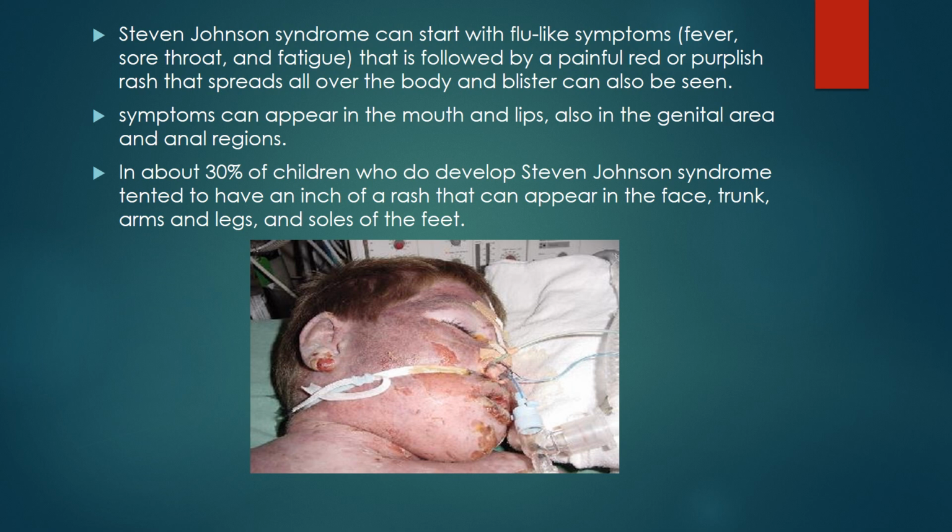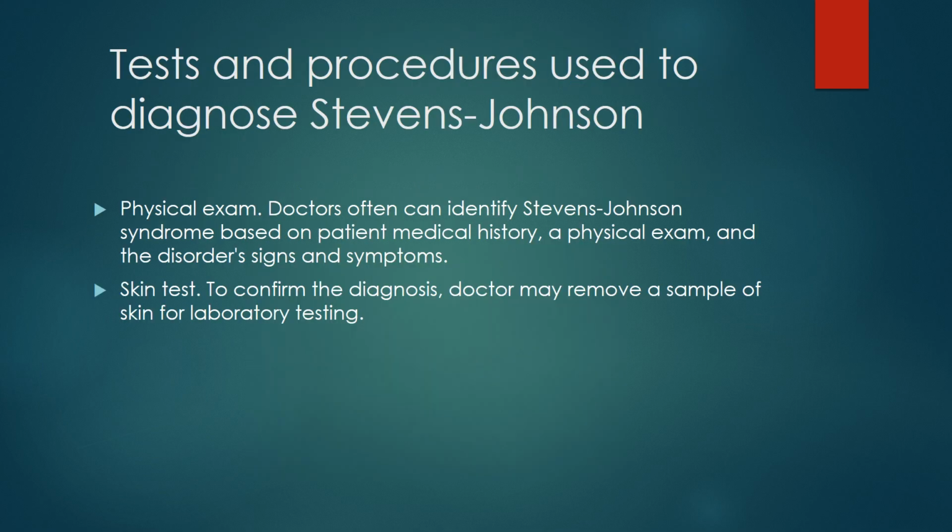In about 30% of children who do develop Stevens-Johnson syndrome, they tend to have an itchy rash that can appear on the face, trunk, arms, and legs, and soles of the feet. This right here is a picture that shows some rashes on this child's face.